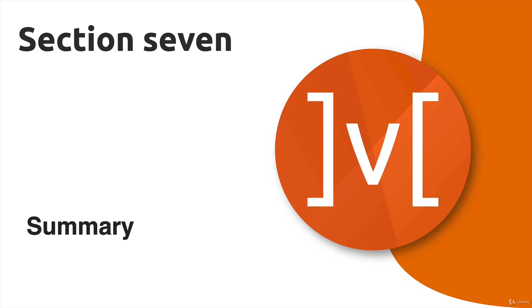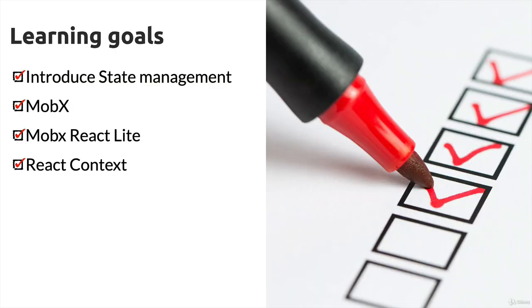Okay, we've reached the end of section 7, and there was a bit of refactoring involved in this particular section to get our application working with our state management system, which of course is MobX. And if we just review the learning goals, then we have now introduced state management into our application, and we've really cleaned up our code that we're using to provide the user interface of what our users are seeing. So to do that, we've used and introduced MobX into our application.